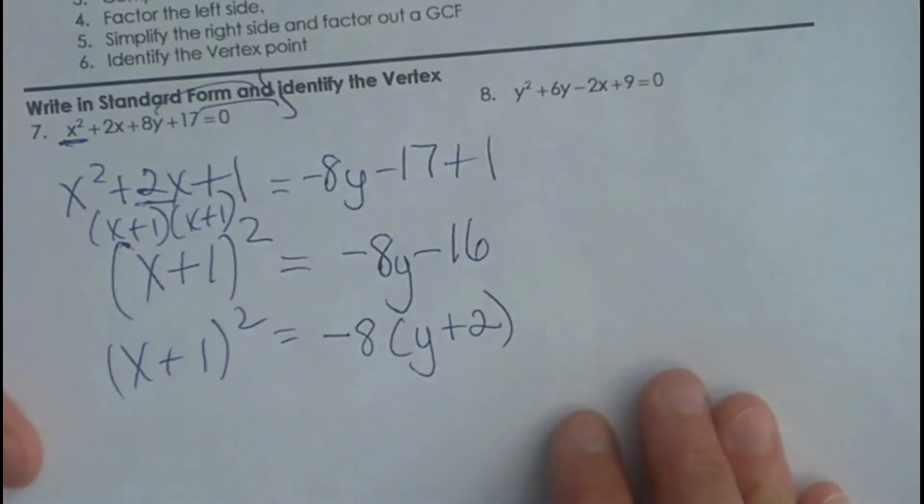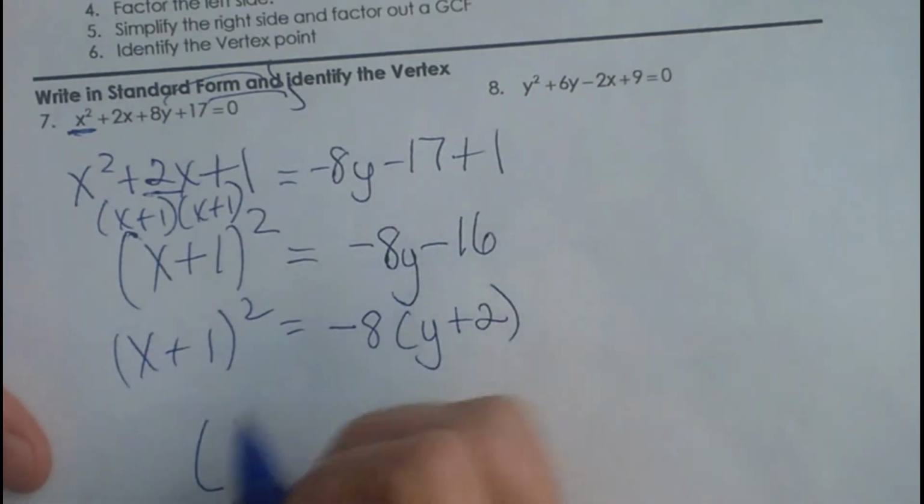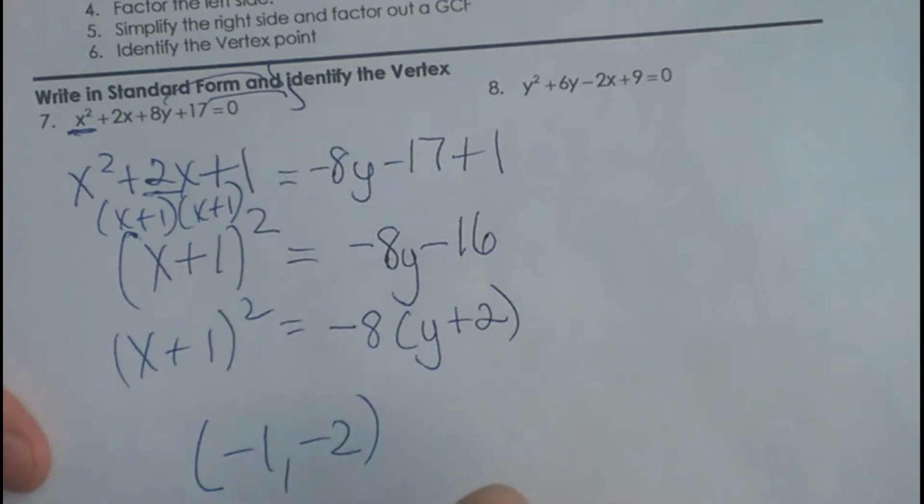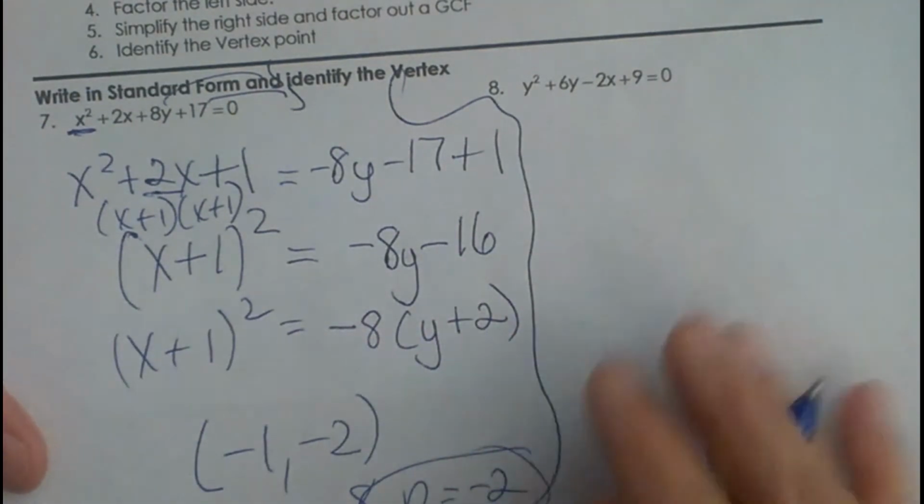Okay, so now we're almost there. We pretty much are done because we've now got it in standard form. So where's our vertex? Well, our x-coordinate is negative 1. Our y-coordinate is negative 2. 4p is equal to negative 8, so p is equal to negative 2. And then from there, we know how to graph. Okay, let's look at one more of these.